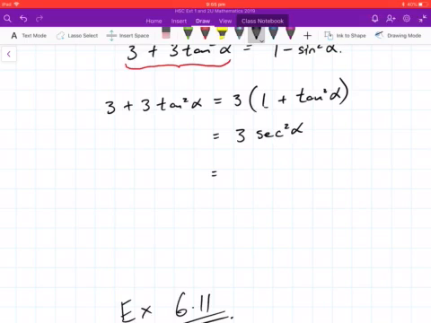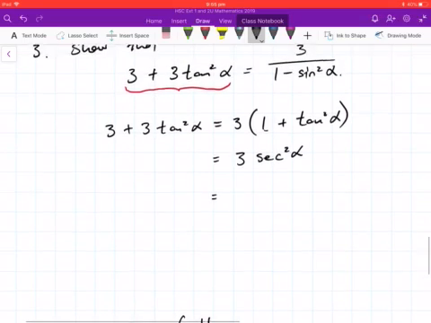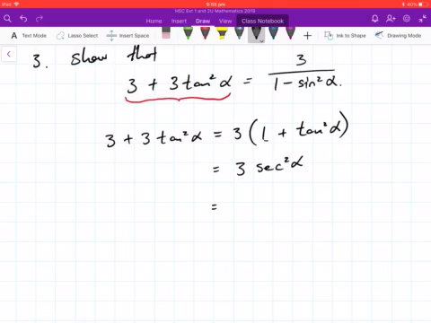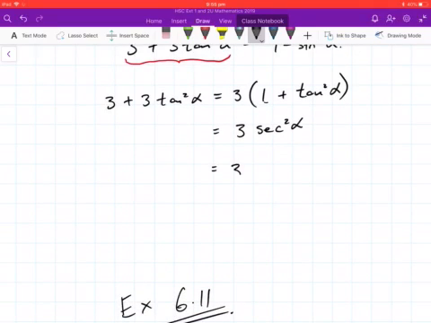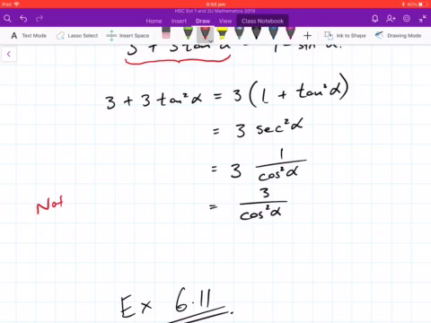Now sec alpha is 1 on cos alpha. What we're trying to show has a denominator, has a fractional value. So this is 3 times 1 over cos squared alpha. Now the 3, when multiplying a whole number with a fraction, you multiply the numerator. It's 3 over cos squared alpha. Now we are almost there. I'm going to put a note over here.